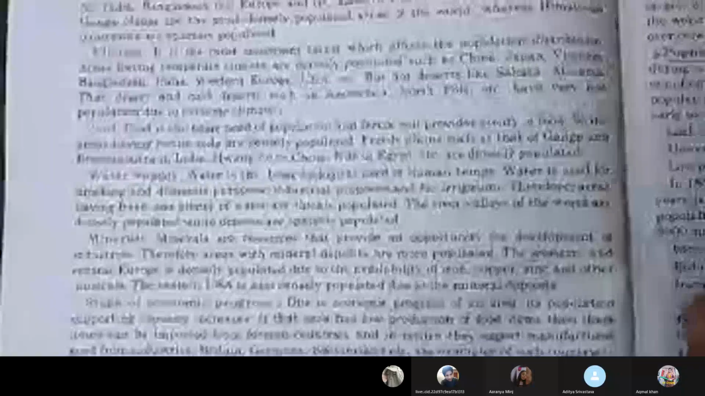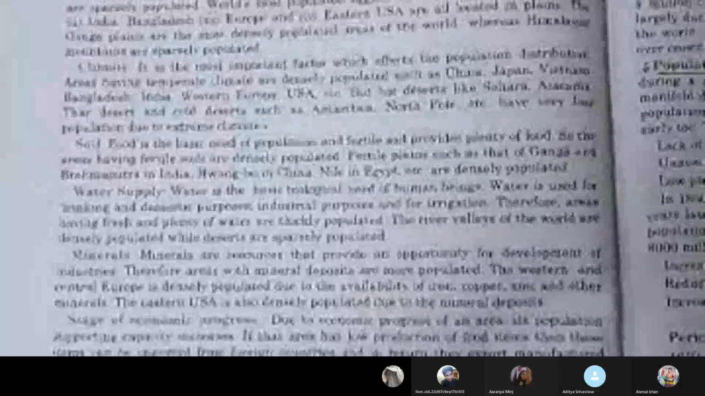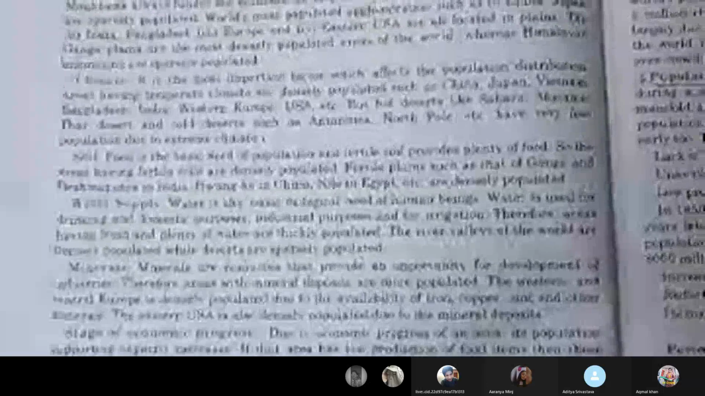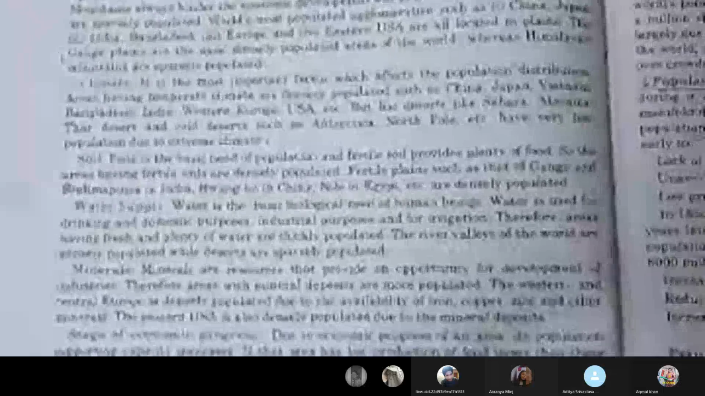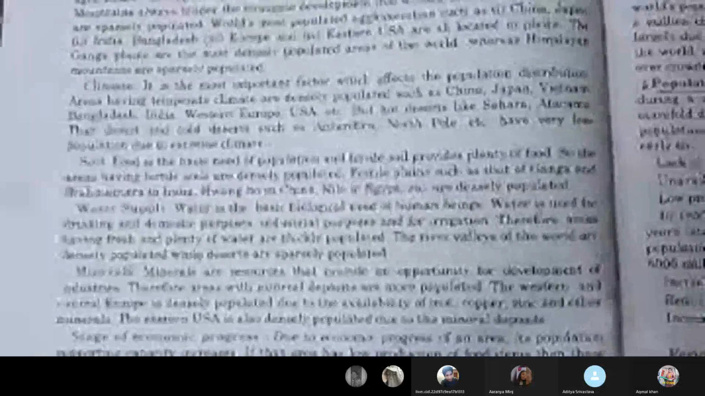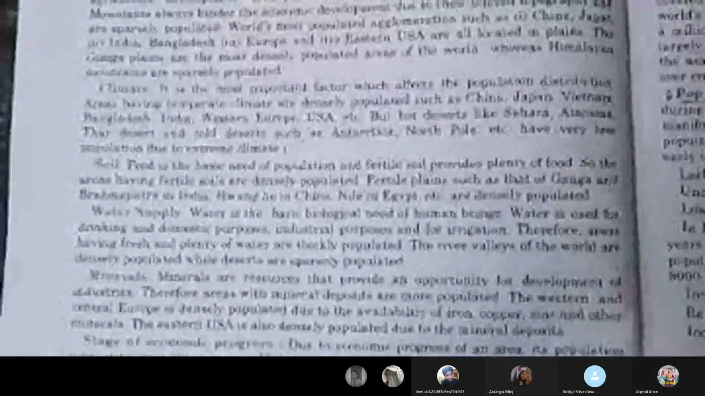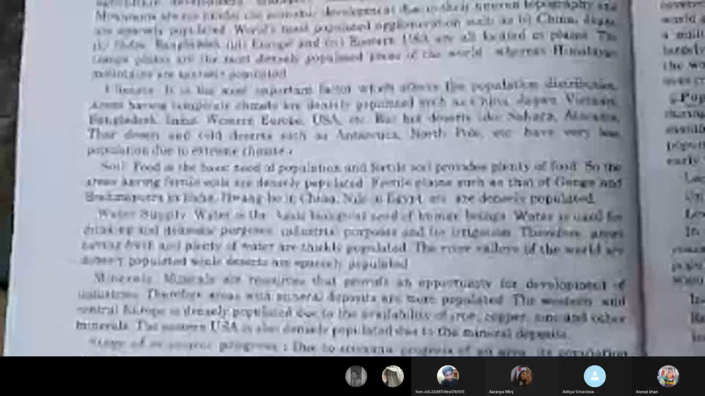Okay, soil. Food is the basic need of any population. And fertile soil provides plenty of food. So the areas having fertile soils are densely populated. Obviously, the fertile plains such as those of the Ganga and Brahmaputra in India, the Hwang Ho River in China, the Nile in Egypt, etc. These areas next to the rivers, those river basin areas rich in fertile soil, where the crops grow in abundance and the soil is rich enough to give a lot of yield, are the areas which are more densely populated.